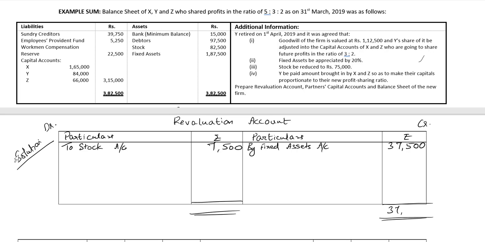Greater total 37,500 on both sides. There's a gain on revaluation. To gain on revaluation, transferred to partners' capital accounts.